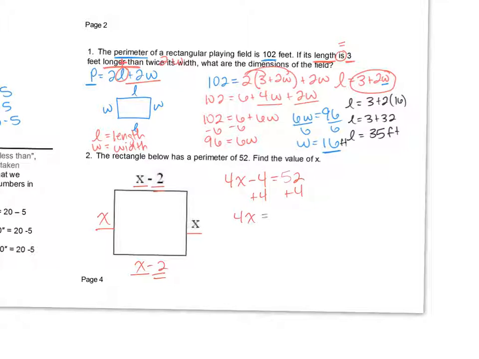So 4x equals 56. If we divide by 4, x equals 14. And since the problem asked for the value of x, that is our answer. And I could have boxed the answer up here just so that we know that we're done.